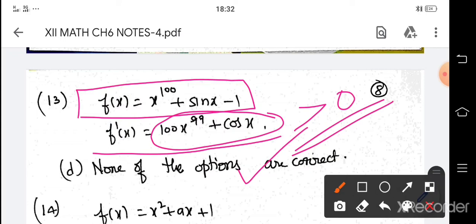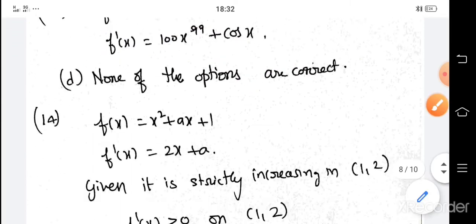The reason is, if you substitute the x values for all three options, we get the given function's derivative positive only. So it is increasing only, not decreasing. They are asking for decreasing. So none of the above options are correct.